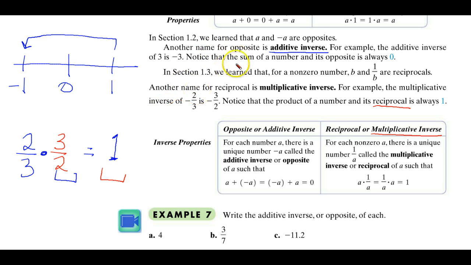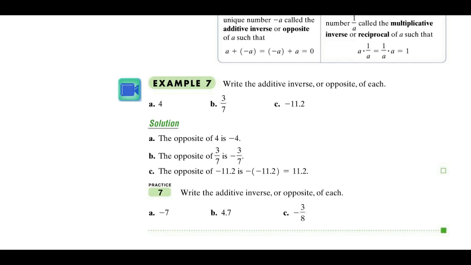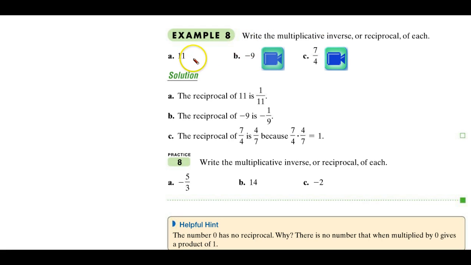So there are 2 more rules or properties. For these, what is the additive inverse first, or opposite? Well, if it's a positive 4, it'll be a negative 4. If it's a positive 3/7, it will be a negative 3/7. If it's a negative this, it will be a positive 11.2. Okay? So it's nice to have some easy things.